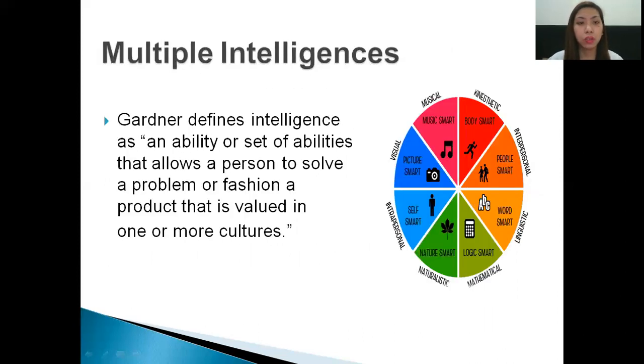Let us move on to multiple intelligences. Howard Gardner defines intelligence as an ability or set of abilities that allows a person to solve a problem or fashion a product that is valued in one or more cultures. He believes that individual abilities come from different intelligences. A learner can be low in one domain area but high in another. All of us possess the intelligence, but in varying degrees of strengths.